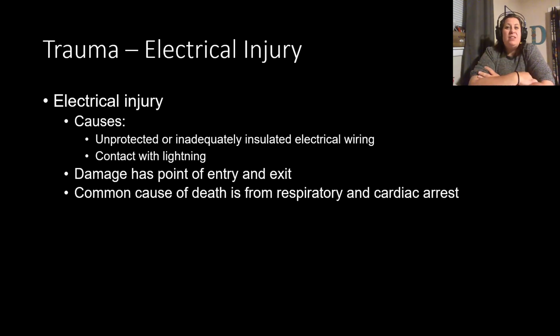All right, let's talk a little bit about an electrical injury, like an electrical burn. Electrical injuries are when you have unprotected or inadequately insulated electrical wiring. And it could also be that maybe you came in contact with lightning. When electricity enters your body, you're going to see damage at the point of entry and the point of exit. A common cause of death is respiratory and cardiac arrest, especially with the heart, because your heart runs on electrical signals and electricity just surged through your body. So we do see that respiratory and cardiac arrest are the most common cause of death with an electrical injury.